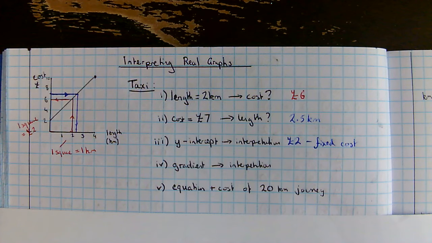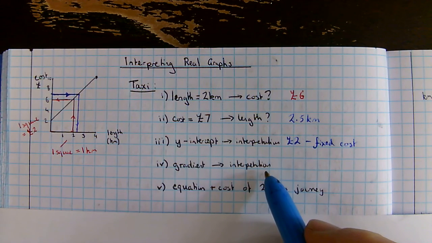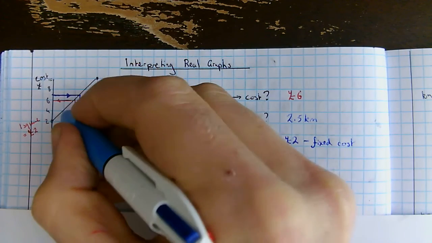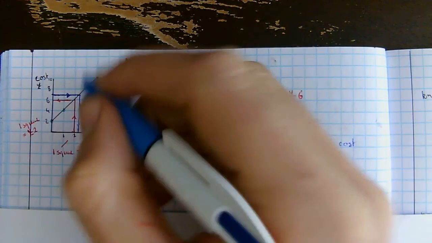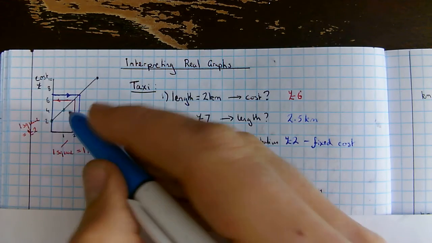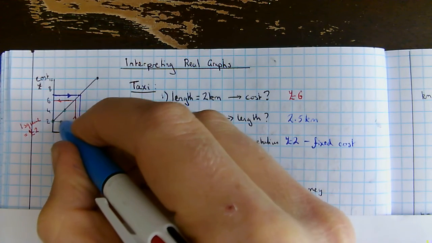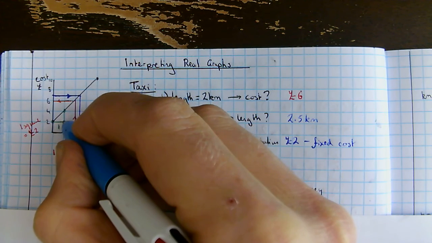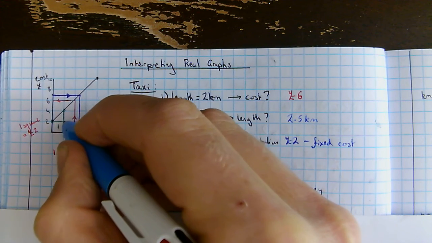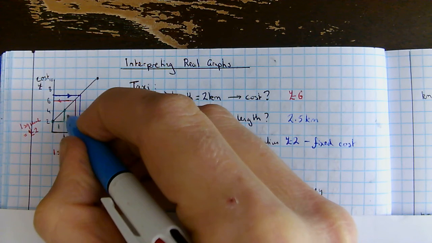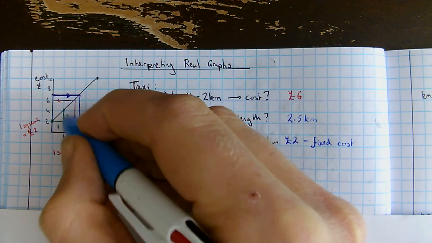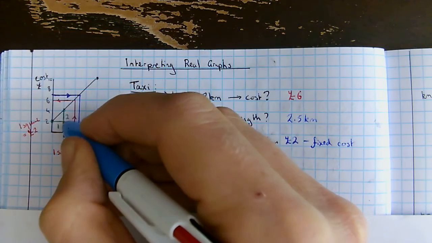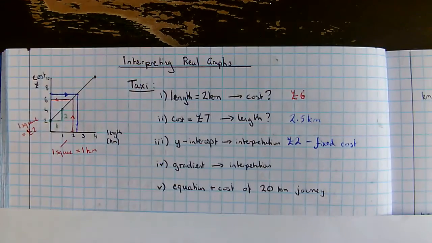Let's have a look then for part 4 at the gradient. Remember how we found the gradient before? I'm going to take 2 points which are on grid lines. Here I've gone across by 1 kilometre and up by £2, from £2 to £4. Be careful, it's not the number of squares I've gone up, it's the value I've gone up. I've gone from £2 to £4, which is £2.